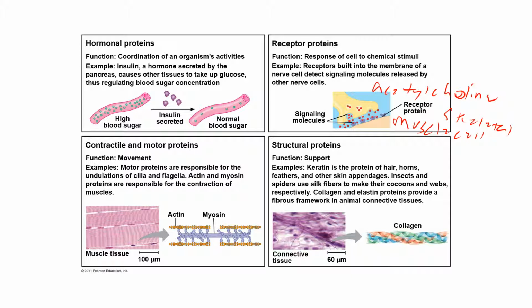You have proteins that are involved in movement. We'll talk about actin and myosin, so muscle contraction. We'll talk about cilia and flagella, the ability of cells to move through an environment. And you have structural proteins. Structural proteins would be like keratin, the protein found in hair and nails.